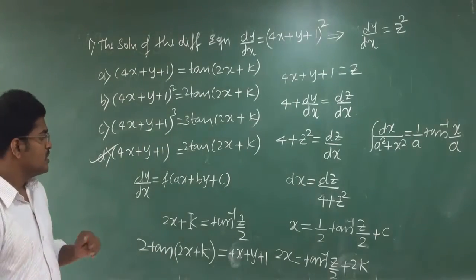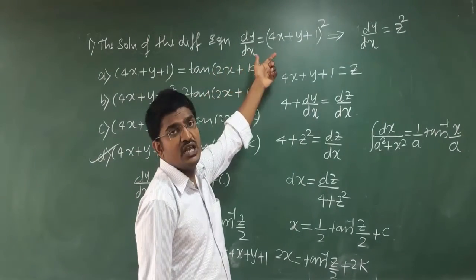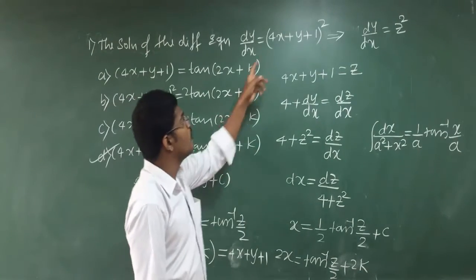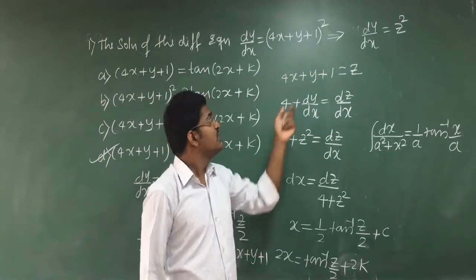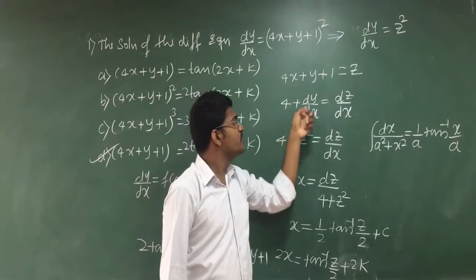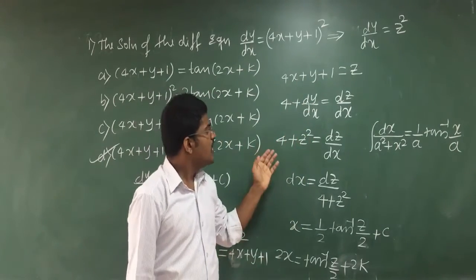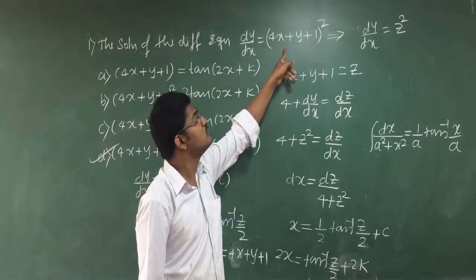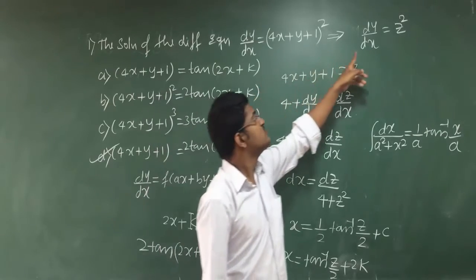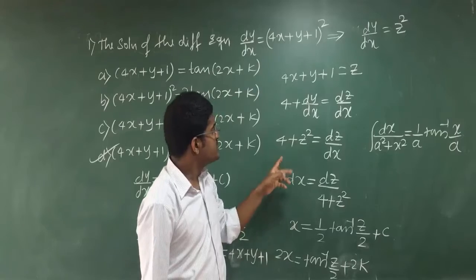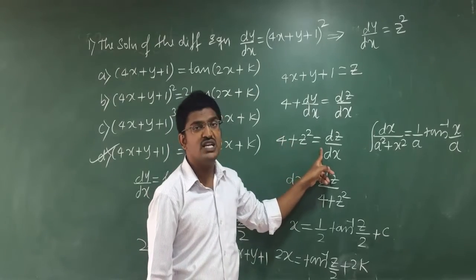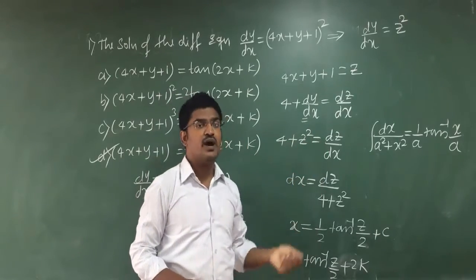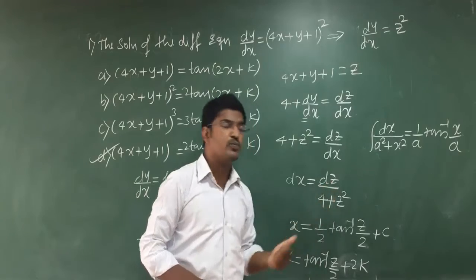Clear, students? So see once again, this is the given differential equation. I will reduce it to variable separable form by substituting 4x plus y plus 1 as z. If I differentiate it, it is 4 plus dy by dx equal to dz by dx. Now I will write dy by dx equal to z square, because you have replaced this as z. So 4 plus z square equal to dz by dx. Dx equal to dz by 4 plus z square.